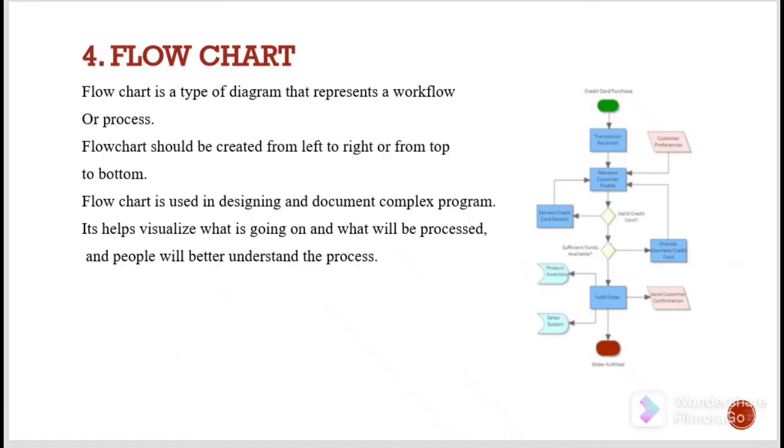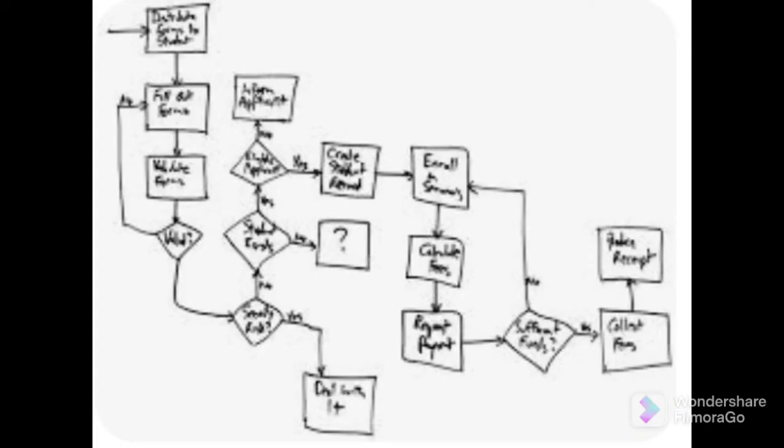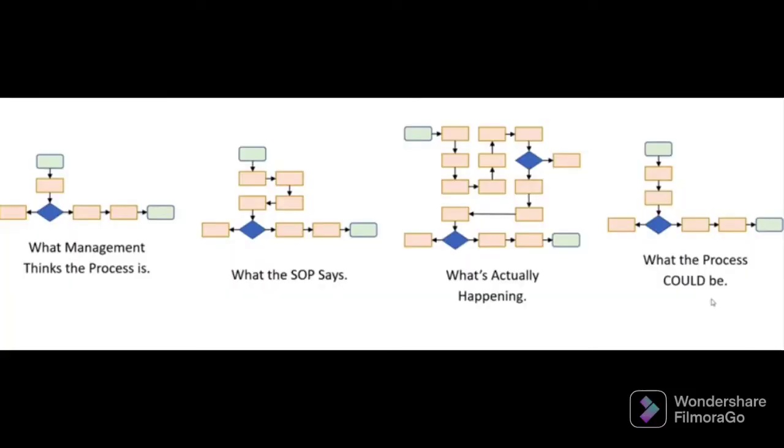Flowchart. A flowchart is a visual tool that depicts the flow or sequence of a process that may be information, task, people, material or decision. The main purpose of a flowchart is to make a complex process simple and to promote a common understanding of the process. Here, I love using this methodology: what the management thinks, what the procedure says, what is actually happening on the production floor, what the process could be.